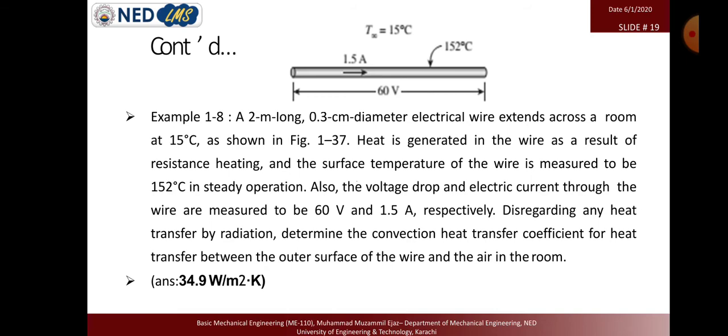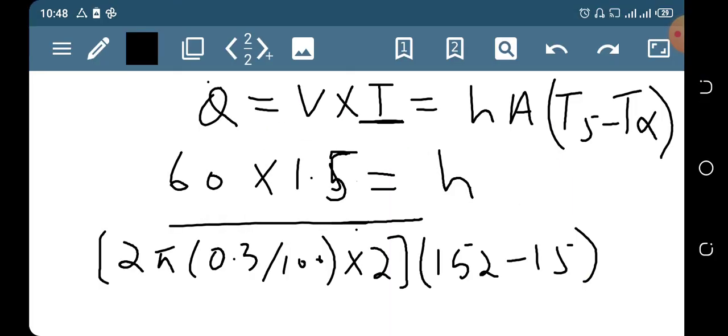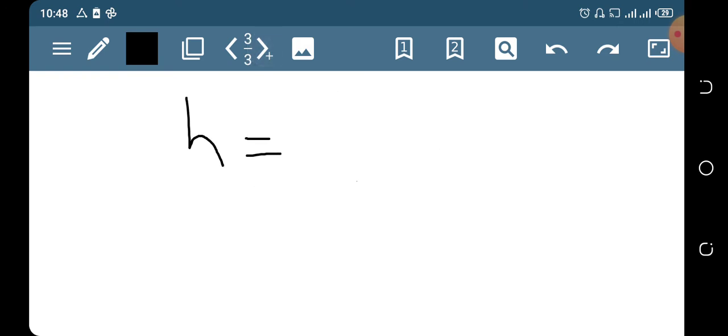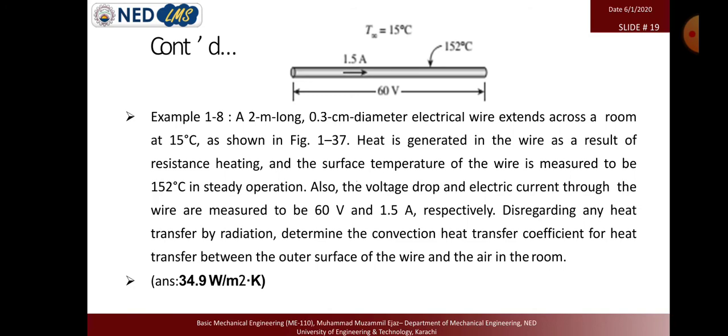Right now we have a 0.3 centimeter diameter, not a radius, and we apply the formula of radius, so we have to divide it by 2 to get the radius. This 0.3 is also divided by 2, so we can write it like this. This is basically the diameter. By solving this, you will get the value of h, let's check, yes, 34.9 watt per meter square Kelvin.